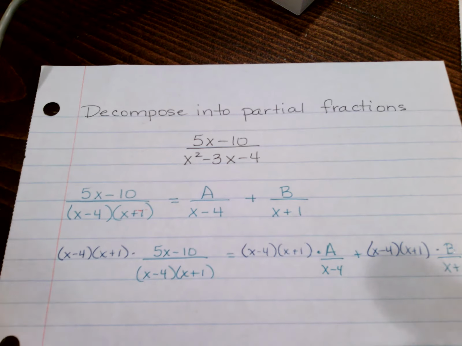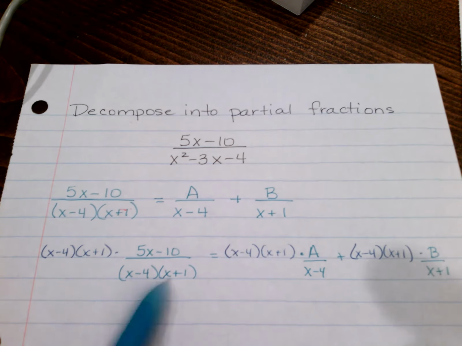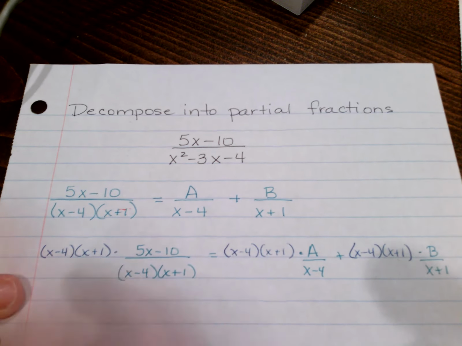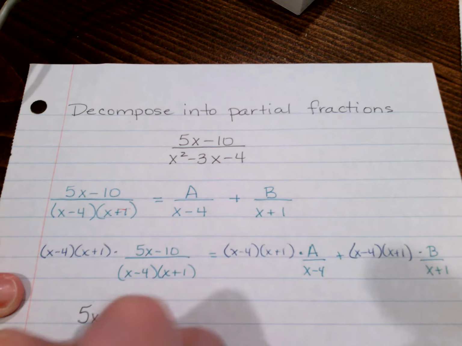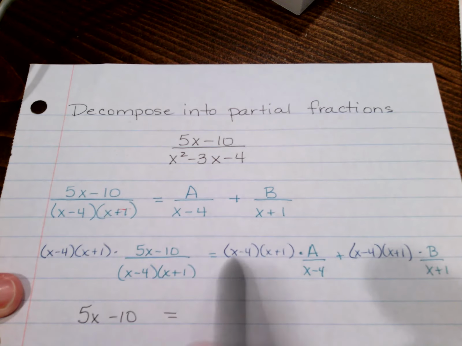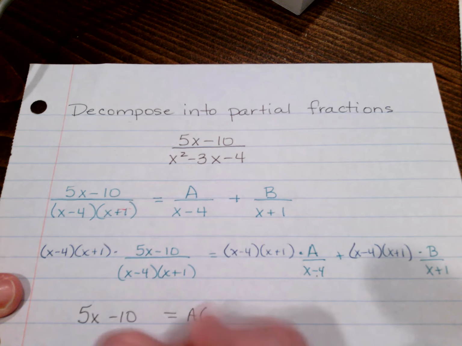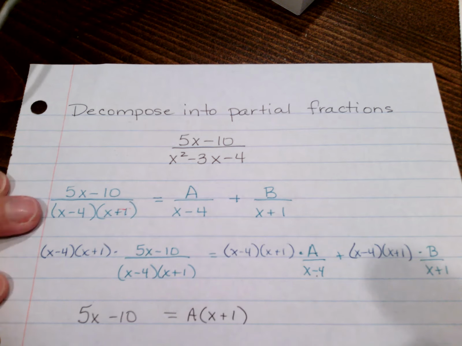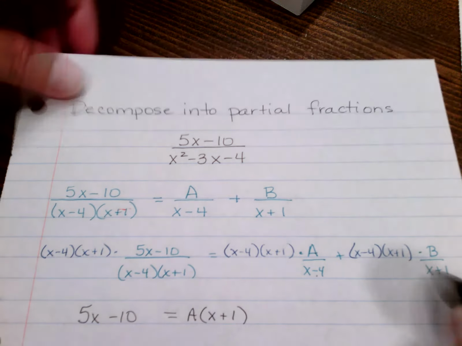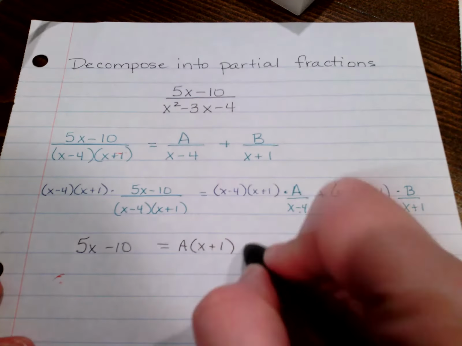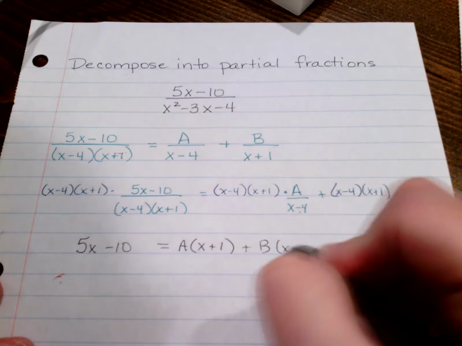Okay, now let's look at all that canceling. So everything cancels here, and we're left with 5x minus 10. Only the x minus 4's cancel here, so I have A times x plus 1. I would not distribute that, and you'll see why in a minute. And then I see that x plus 1's cancel here, so I get B times x minus 4.